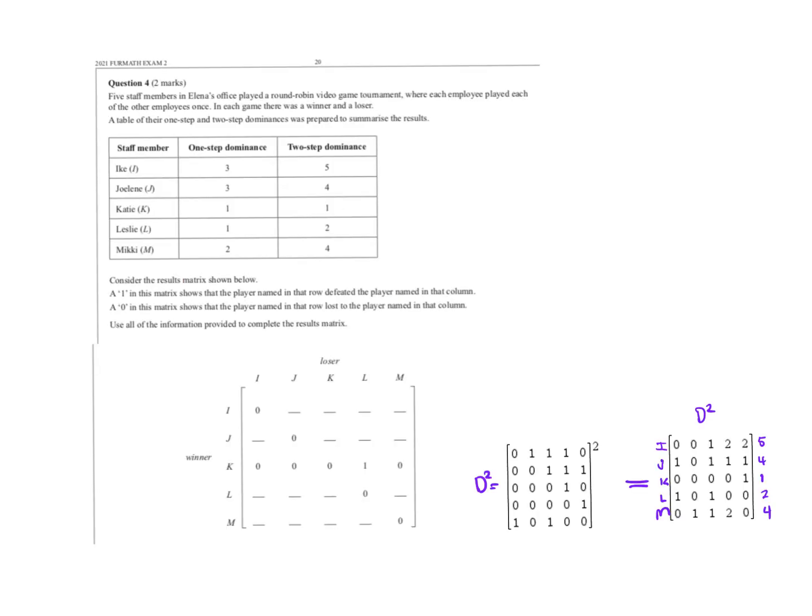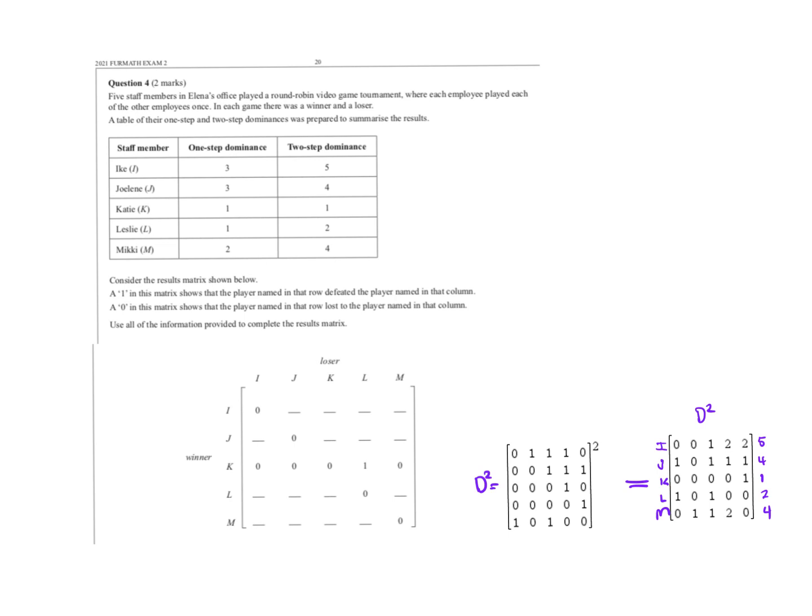Okay, question 4. 5 staff members in Eleanor's office played a round-robin video game tournament where each employee played each of the other employees once. In each game, there was a winner or a loser. Their table of their 1-step and 2-step dominance is summarized below.